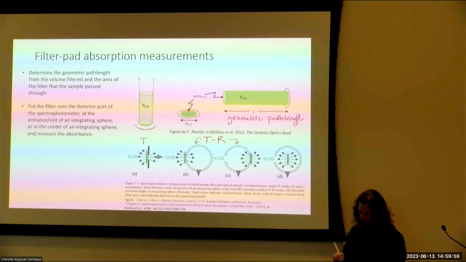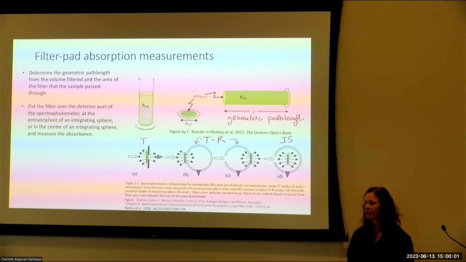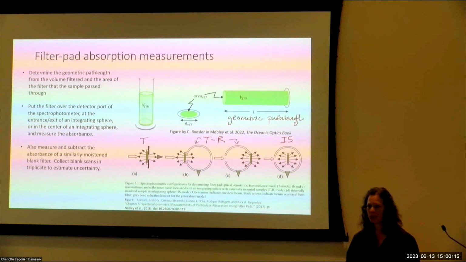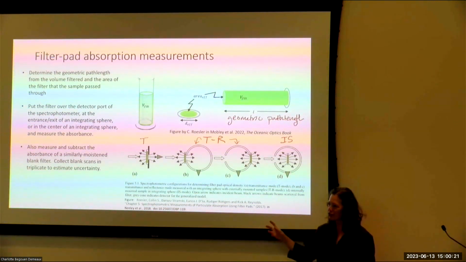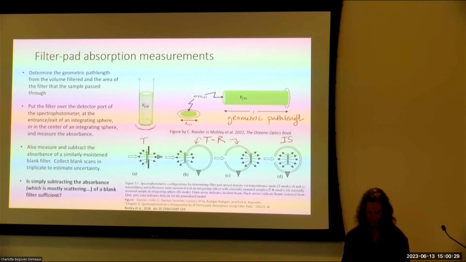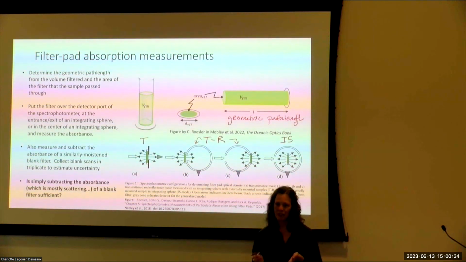And then finally, we can put the filter in the middle of the sphere, exactly the way we talked about with the water volume on the left. So that's the inside sphere, IS. For all of these, you also need to measure and subtract the absorbance of a similarly moistened blank filter, and you want to estimate the uncertainty, the noise. Okay, so simply subtracting the absorbance of the blank filter from the absorbance of the sample filter.